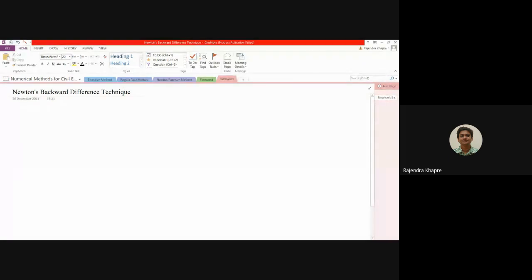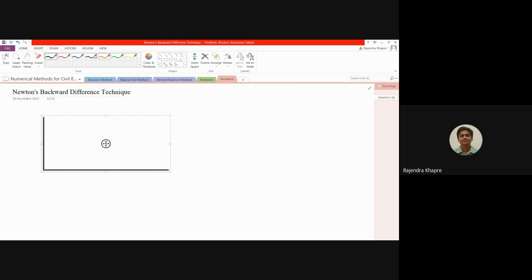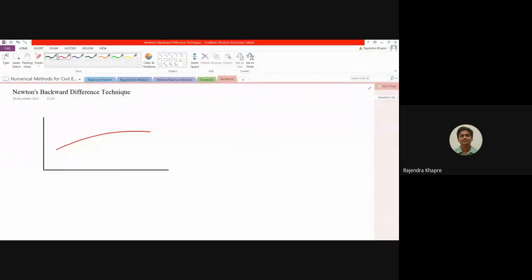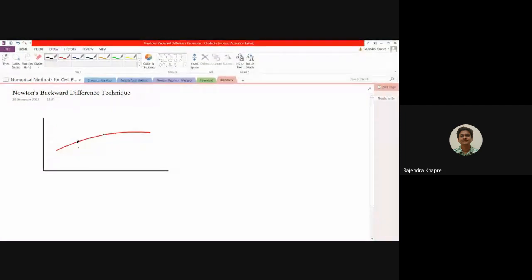So today we will continue with the same topic. This time we will go for the Newton's backward difference interpolation technique. In the previous class we have seen that if we have a data, let us say we have a curve which is probably like this, and we have a data of 4 points or maybe 5 points. So we have the coordinates, that is the x coordinate as well as the y coordinates.